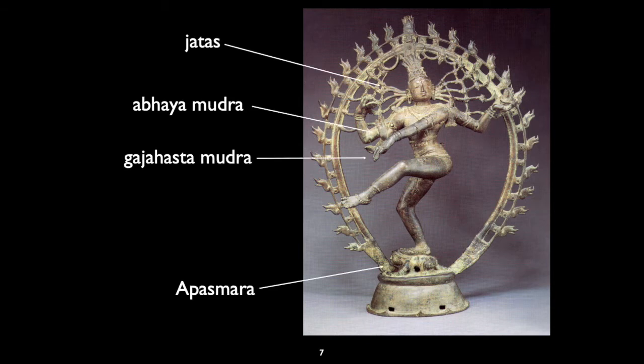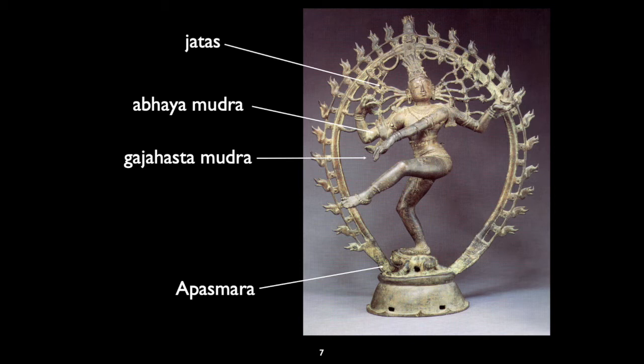So his hair flows out behind him, in these long flowing strands called the jatas that set this energy that connects him to this cosmic wheel that he is contained within. This particular wheel is egg-shaped. Very often the wheels can be perfectly round. We'll see in his right hand that is nearest to us, the Abhaya Mudra. We talked about that, symbolizing the idea of fear not. And then his left arm crosses his body in the Gajahastra Mudra, which symbolizes this idea of creation.